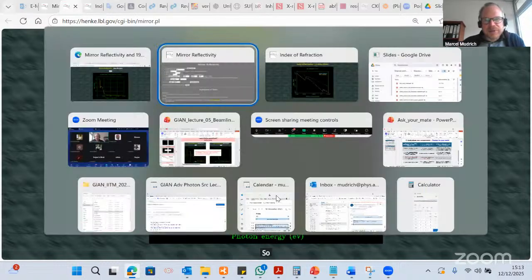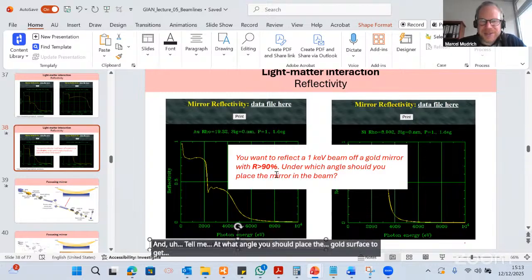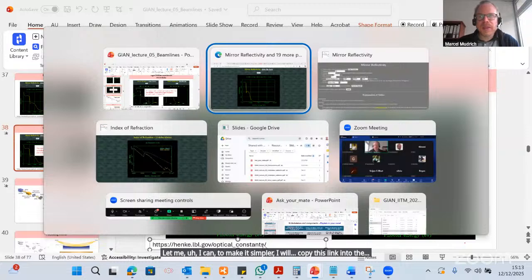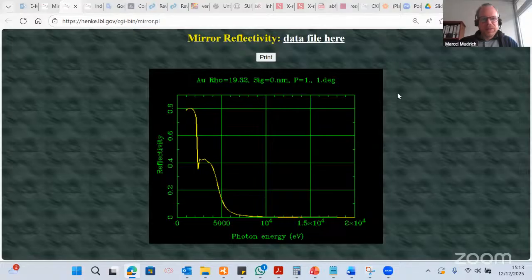Now it's time for you to play around a little bit and tell me at what angle you should place the gold surface to get more than 90% reflectivity at 1 keV. To make it simpler, I will copy this link into the chat. Where do I get it into the chat?